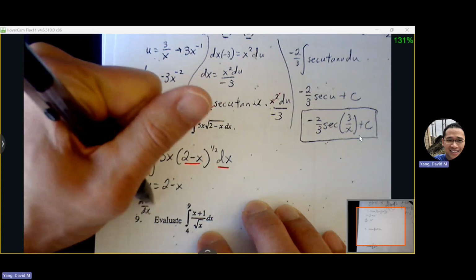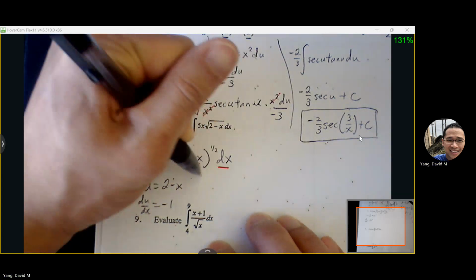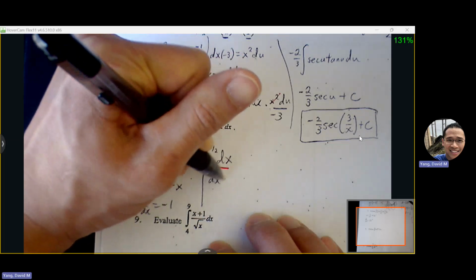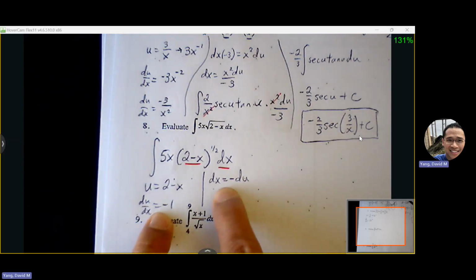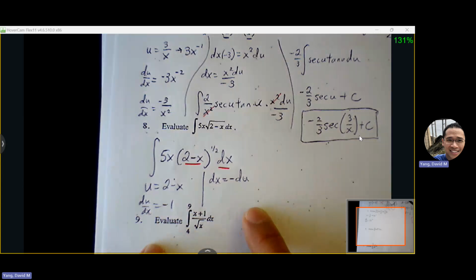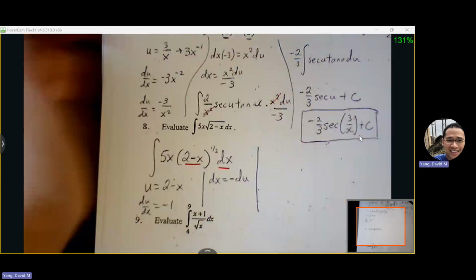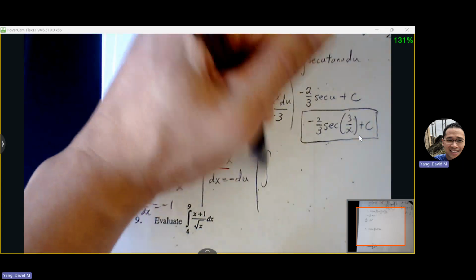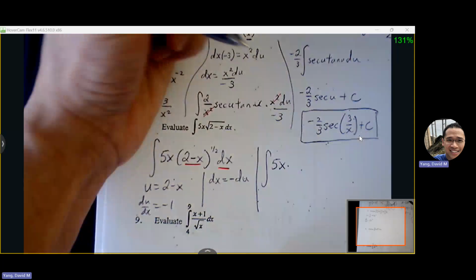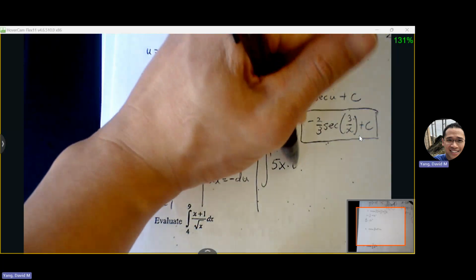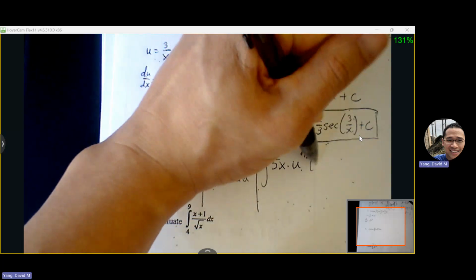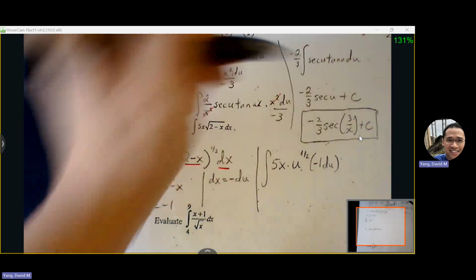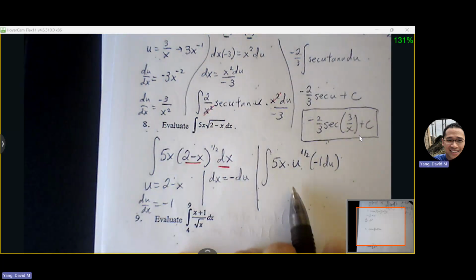du over dx equals -1. dx equals negative du. Cross multiply, then move that -1 over. We make our first set of substitutions here. 5x stays. U replaces the parentheses, to the 1/2, times -1 du. All right, careful with what happens next.